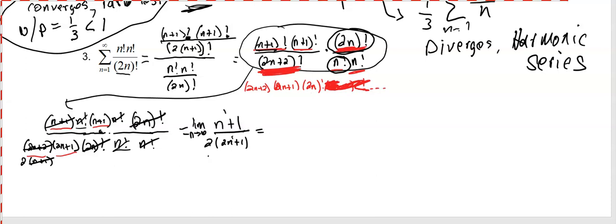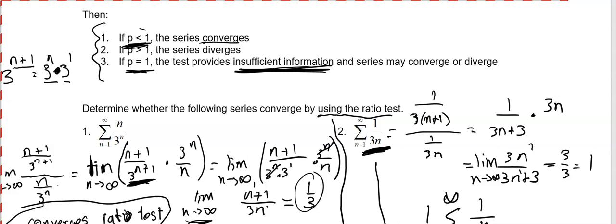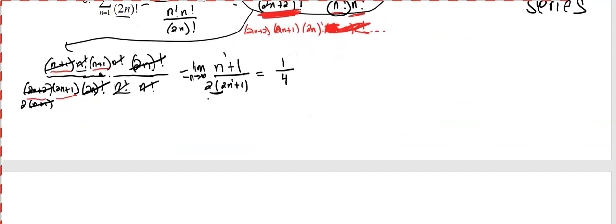Degrees of 1 on top. The coefficient on the top would be a 1. If we were to distribute here, the coefficient in our denominator is a 4. P series again. If our P is less than 1, we're going to converge. And that's what just happened here. So this we would say converges. It's a P series. What am I talking about? Ratio test.